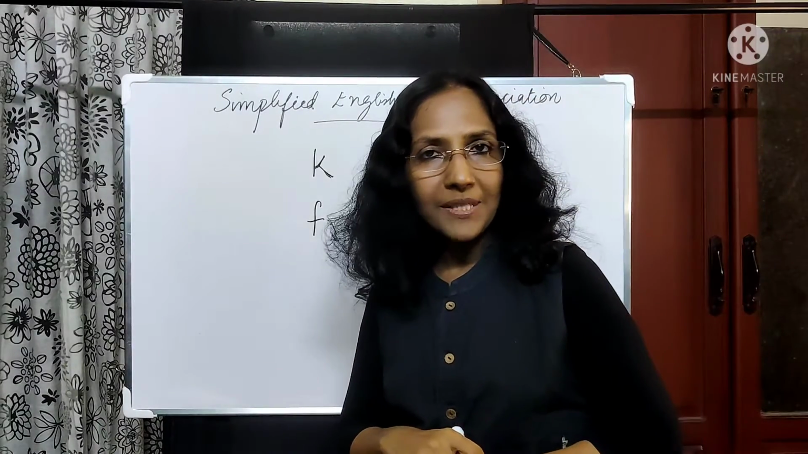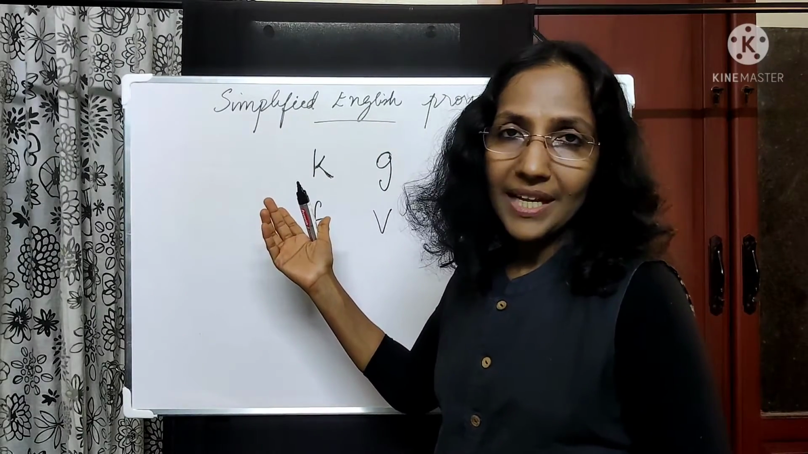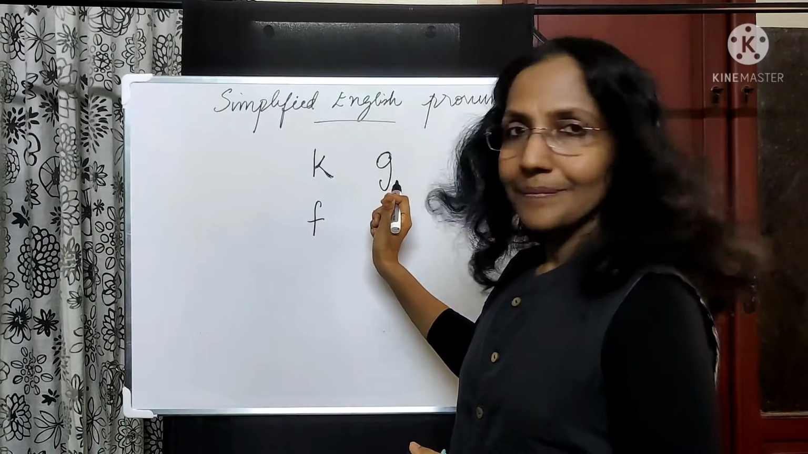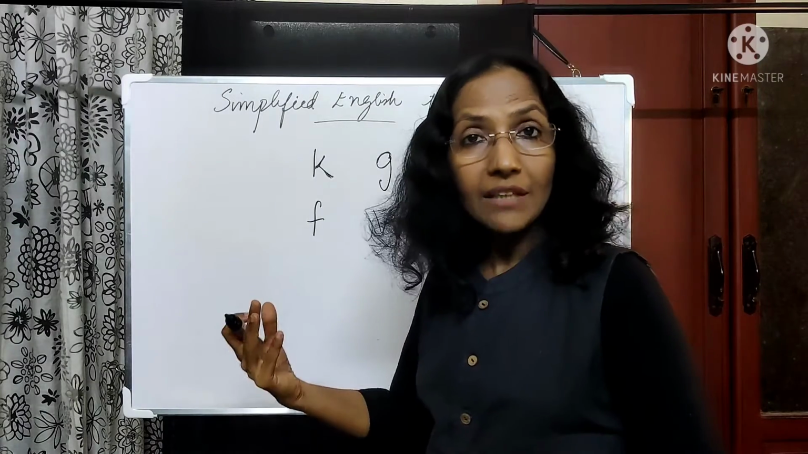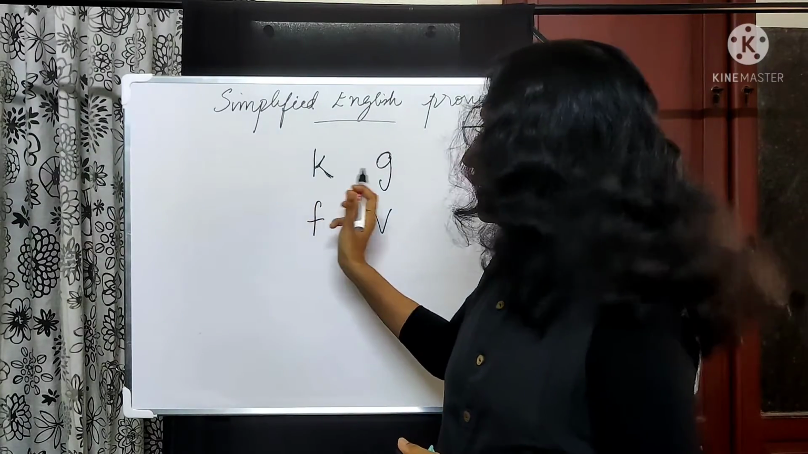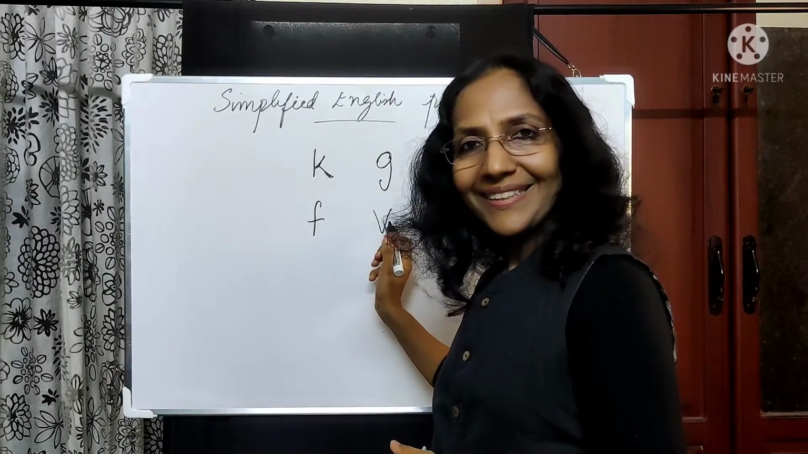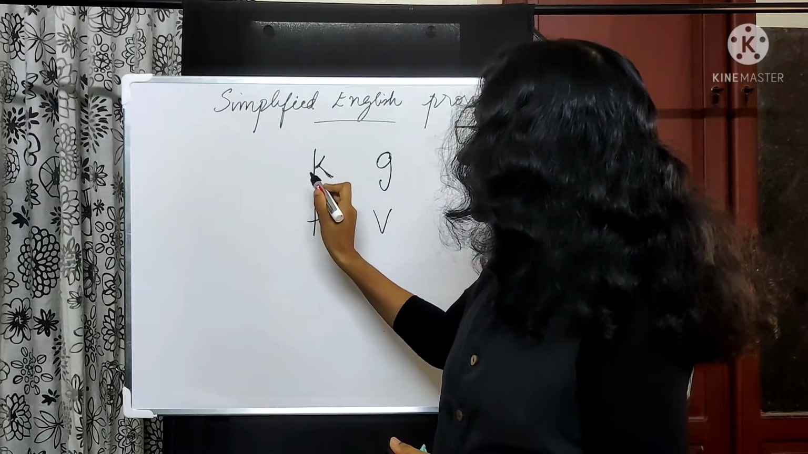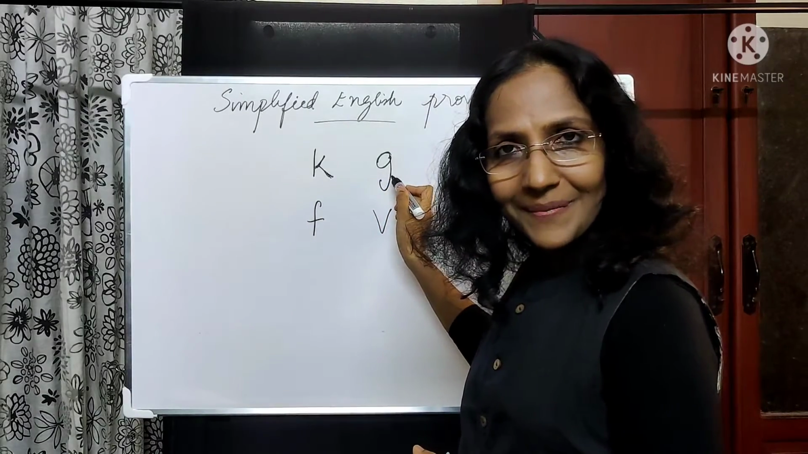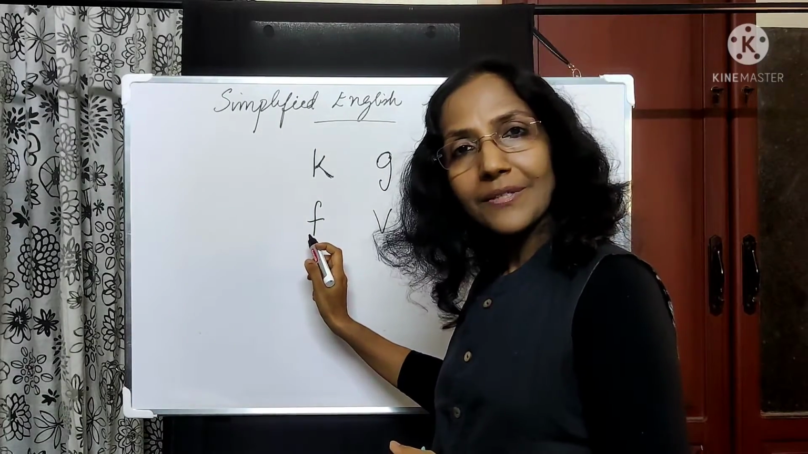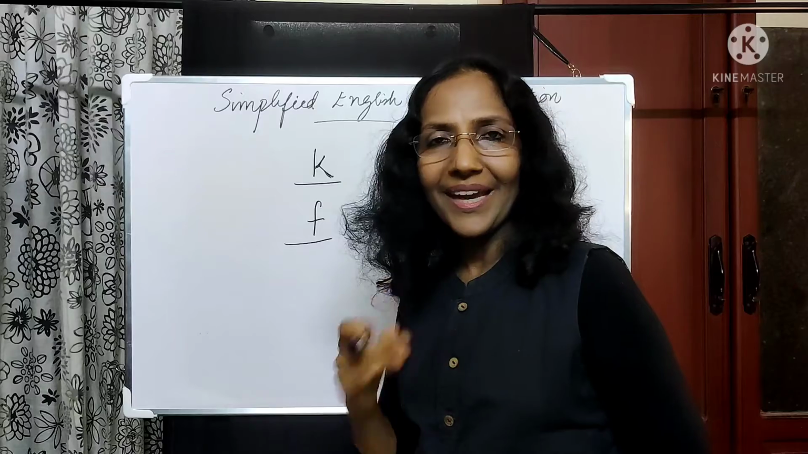These are the 4 phonemes that we have learned today, and these 4 phonemes are represented by the English alphabets K, G, F and V. As you know, the first is a voiceless consonant, the second is a voiced consonant, the third is again voiceless, and the fourth again is voiced. That's the difference. I think it's clear.